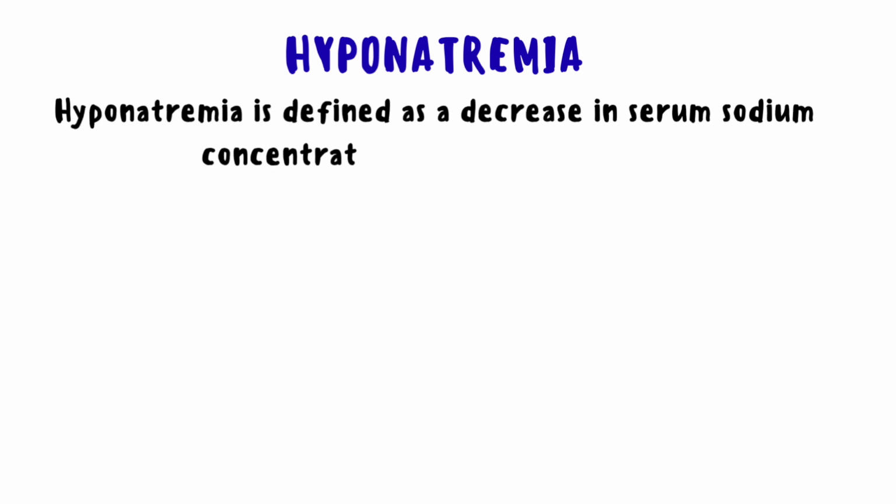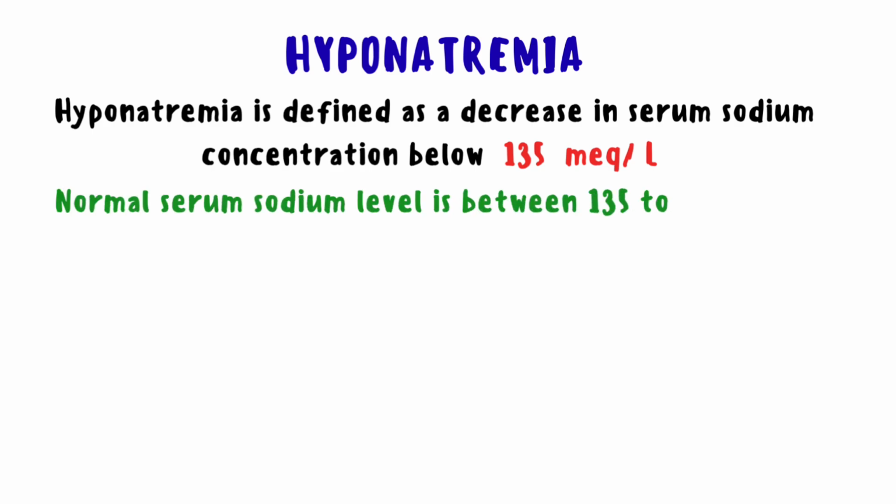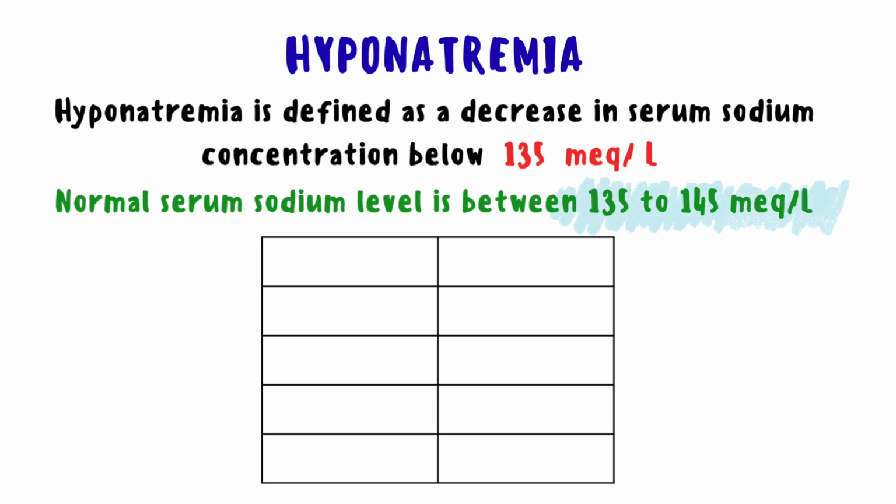Today, our topic of discussion is hyponatremia, meaning less sodium in our body. In medical terms, hyponatremia is defined as a decrease in serum sodium concentration below 135 milliequivalents per liter. Normal serum sodium level is between 135 and 145 milliequivalents per liter.